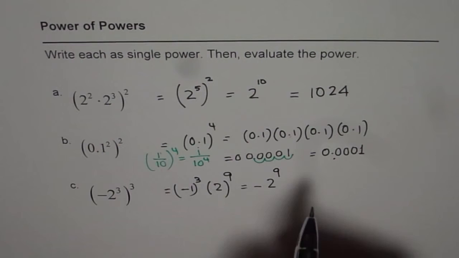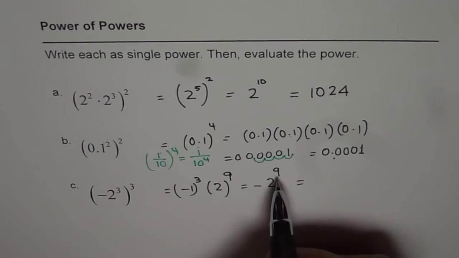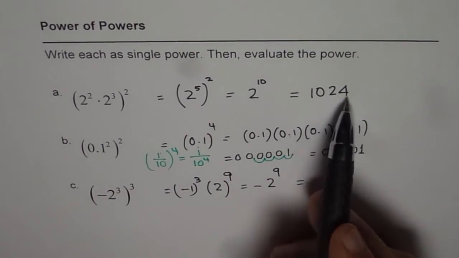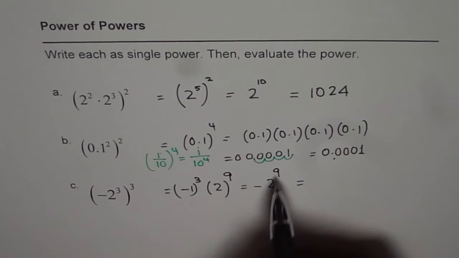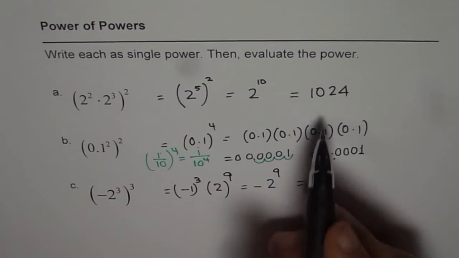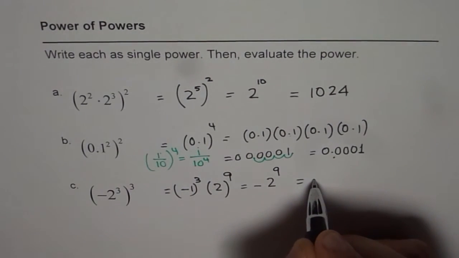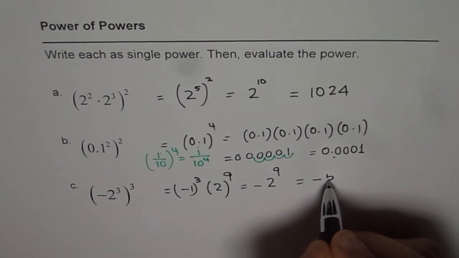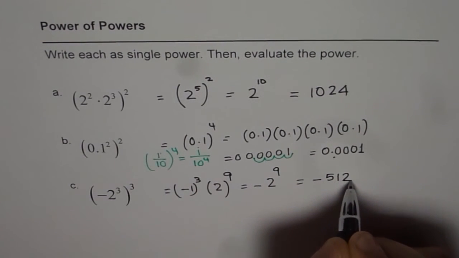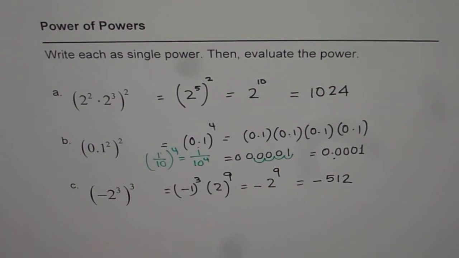Now to evaluate, we know 2 to the power of 10 is 1024. So what should 2 to the power of 9 be? Half of this, right? So negative half of this is negative 512. So that is the answer for part C. I hope it gives you insight to exponents of 2 and a better understanding of laws of exponents. Thank you and all the best.